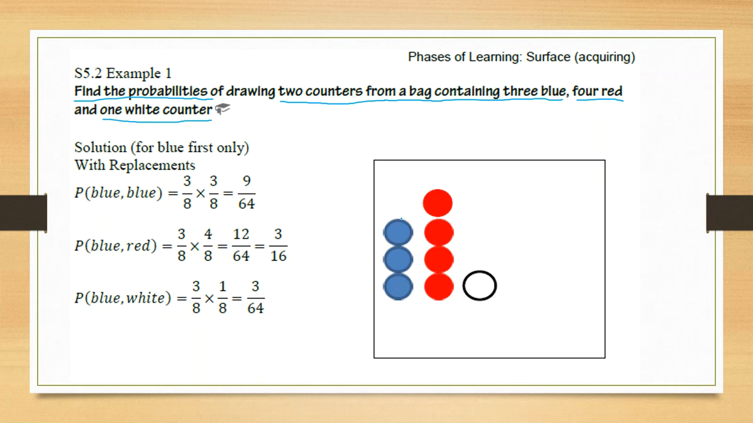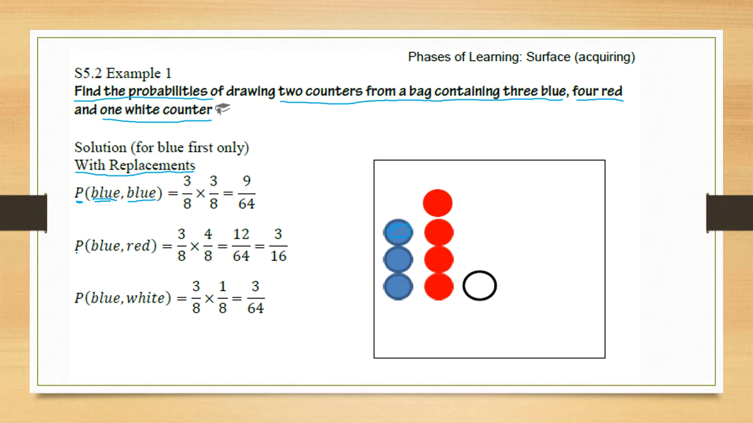If we draw a diagram, it'll look like this. We've got 3 blues, 4 reds, and 1 white. So with replacement, that means if we take this blue out and we put it back in, we replace it. If we did that, the probability, P for probability, of a blue first and then a blue second would be 3 in 8 times 3 in 8, which is 9 in 64.